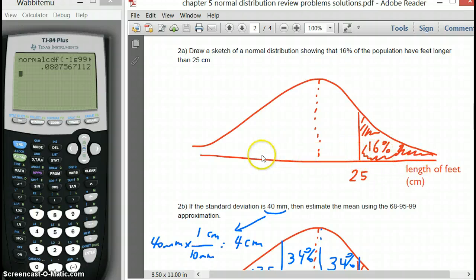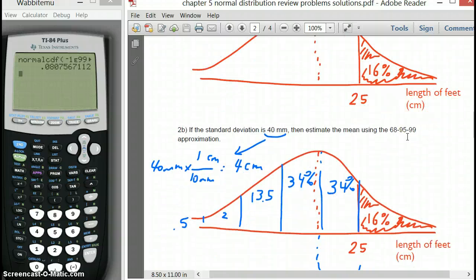If we're on the left side, then we can see that it would be wrong, because if we tried to put the line here, 16% to the right of this, this is going to be way more than 50%, right? So we can see that we're right in putting the 25 to the right side of the mean and not to the left side. So we drew our sketch correctly, even though we don't know the mean yet.